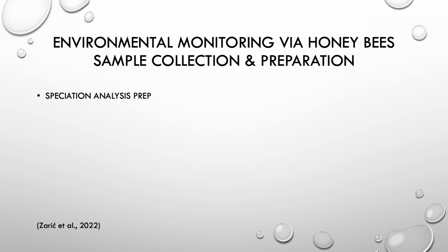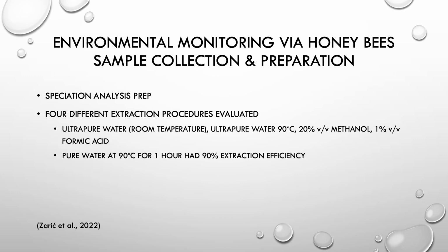For speciation analysis prep, they needed to make sure that the extraction procedure was valid. So they tried 4 different extraction procedures and evaluated them. One was ultra pure water near room temperature. The second procedure was ultra pure water at 90 degrees Celsius. The third procedure was 20% by volume methanol, and the fourth procedure was 1% by volume formic acid.